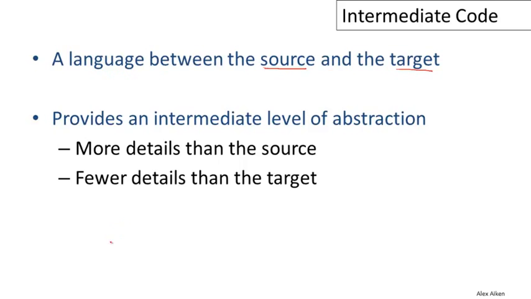So keep in mind what a compiler does. A compiler takes a program written in some source language, and it provides a translation of that program into some target language. And so in this class, for example, often our source language is COOL and our target language is MIPS assembly code.